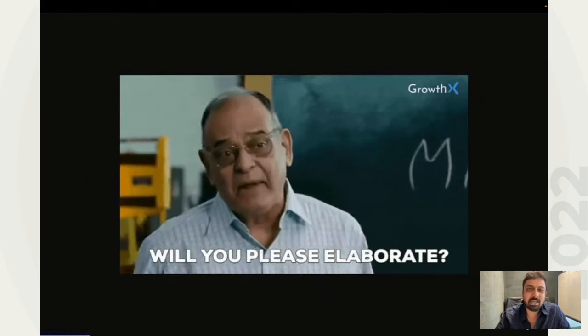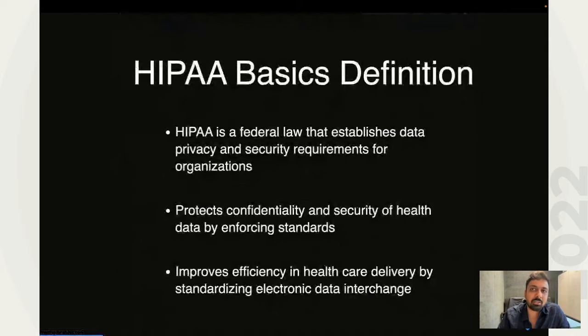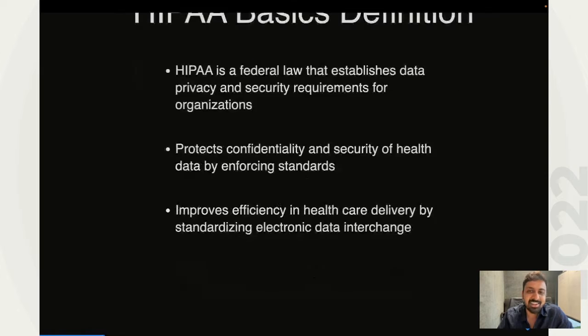So the basic definition of HIPAA is something like this. HIPAA is an act which was established in 96. It's a federal law that establishes data and privacy security for government organizations. It protects confidentiality and security of health data by enforcing standards. It also improves efficiency in healthcare delivery by standardizing electronic data interchange. Yeah, I guess that's simple, right? So those were the basic definitions.